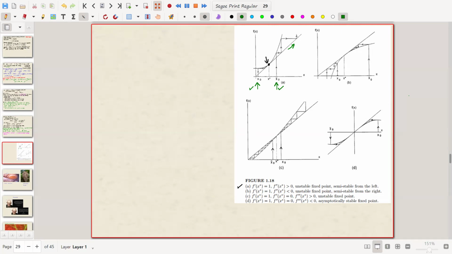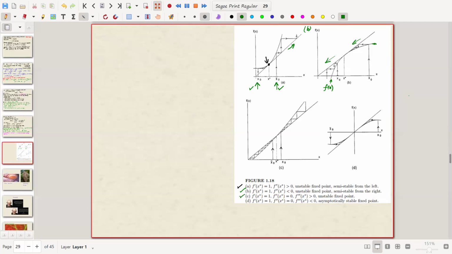So I told you to wait for this idea. Now the next idea: when f double prime is less than 0, this is part B. You can see this is the curve f of x, and it is concave downwards. It is facing downwards, isn't it? Here it is facing upwards, here it is facing downwards. In both cases, you can take any initial point, it is diverging on one side, but converging on the other side. So again, it is semi-stable from the right.